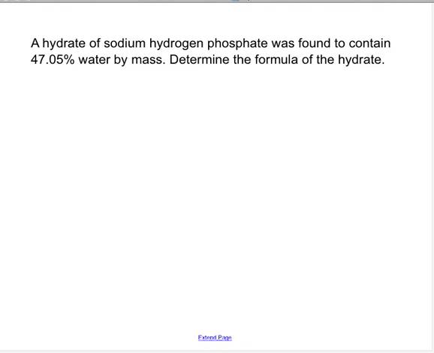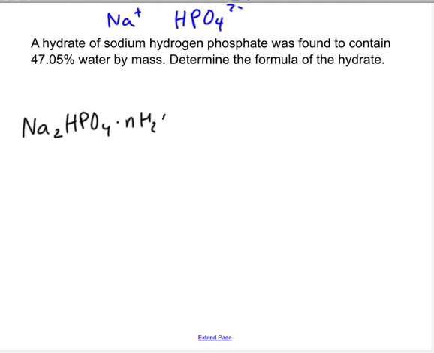So again, let's begin by writing the formula. The sodium cation is Na+. The hydrogen phosphate anion from your nomenclature sheet has the formula HPO4 with a 2 negative charge. That means the whole formula is Na2HPO4·nH2O, decomposing to form Na2HPO4 plus nH2O.